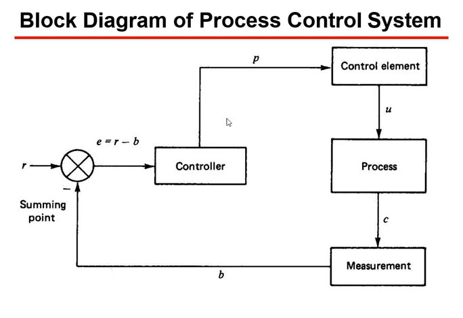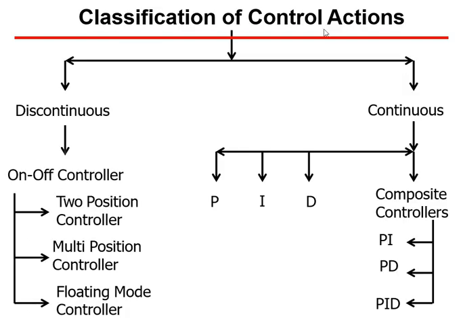The most important is the controller, and in this unit we have to talk about how to apply the output of a controller to the control unit in different ways. If you see the classification of the control action that we have discussed, it can be discontinuous or continuous. In discontinuous, it may be an on-off controller, like a 2-position controller, multi-position controller, and floating mode controller.